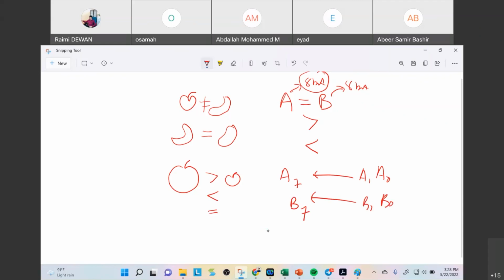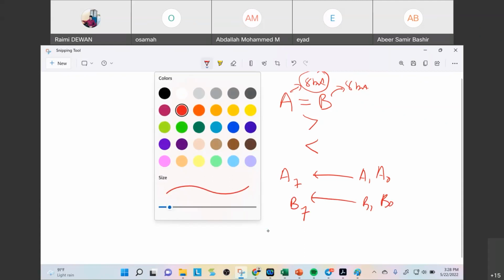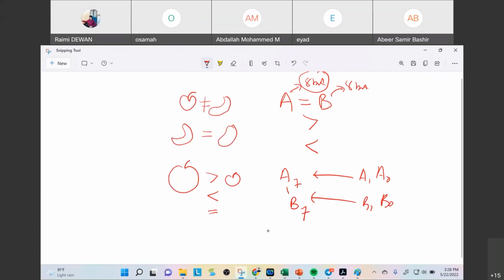But how are we going to compare? We compare one by one. We compare from the most significant bit first, to see whether it is equal or greater. This one I just do as an overview.